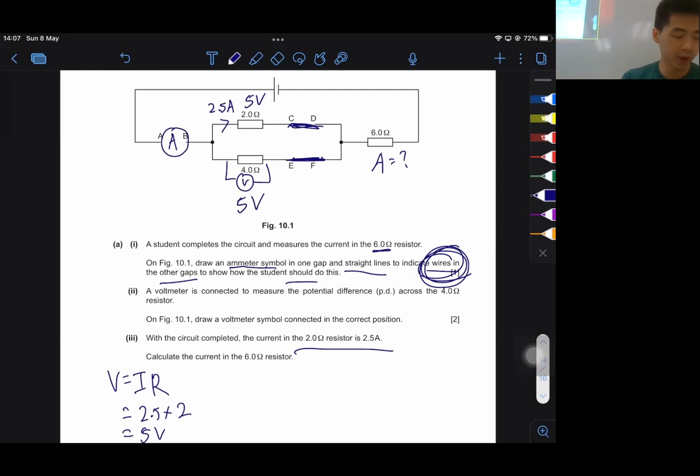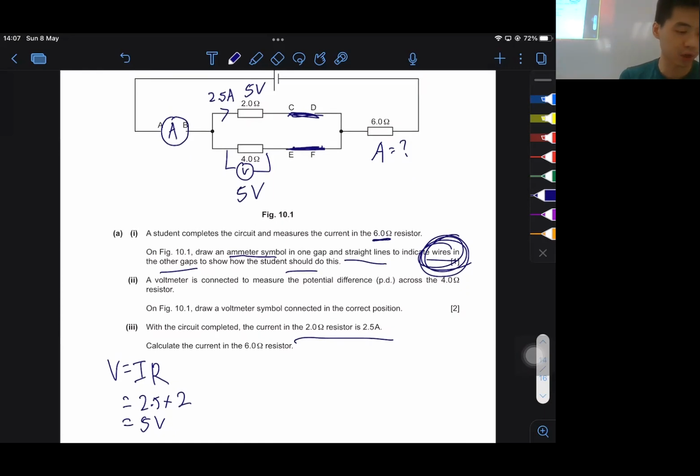So there are a few ways you could do this. If you want to find out how much current is flowing here, number one, I could do it the hard way, and find out how much is the total resistance here, and find out how much is the voltage and how much is the current.